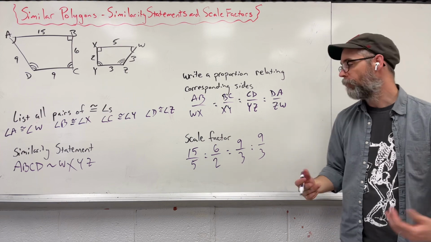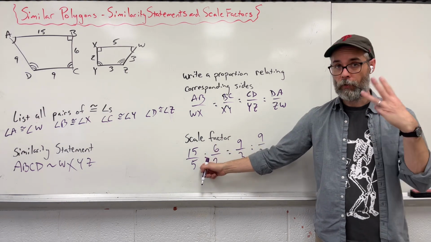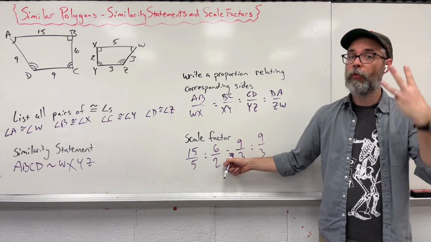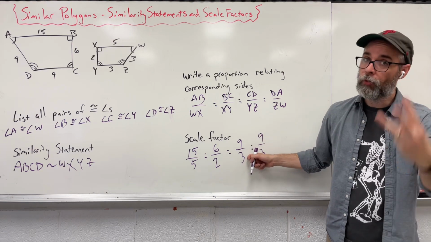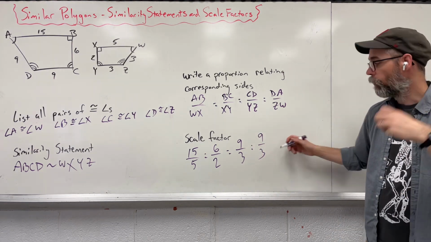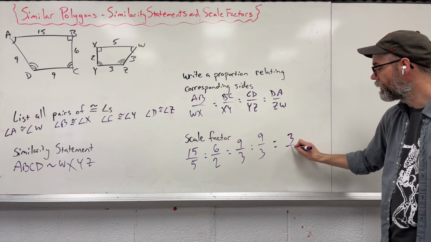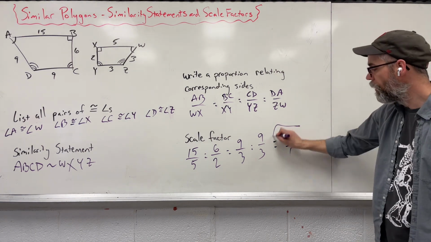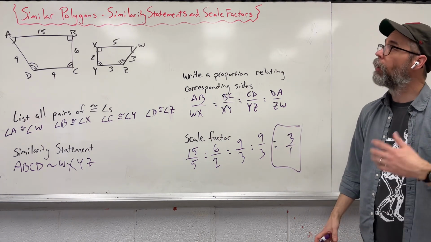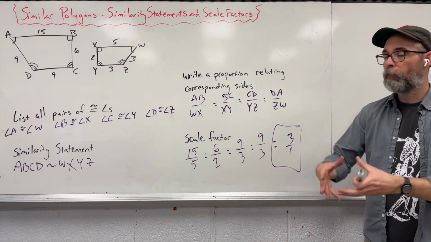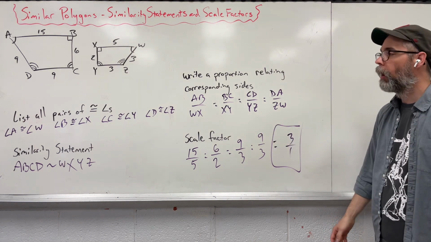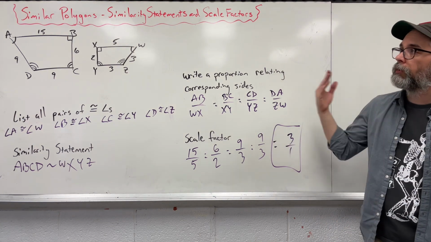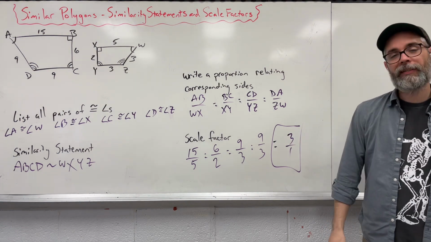Let's simplify everything. 15 divided by 5, 3. 6 divided by 2, 3. 9 divided by 3, 3. 9 divided by 3, 3. This whole thing simplifies down to 3 over 1, and this is what we call our scale factor. That's how big something grows from one another. And that's using similar polygons and similarity statements and scale factors.